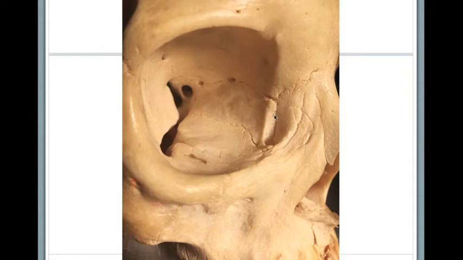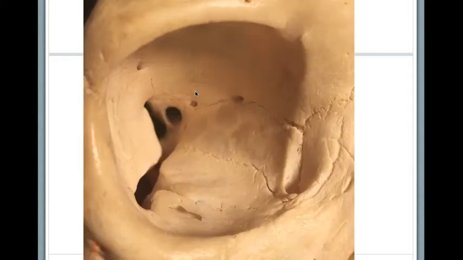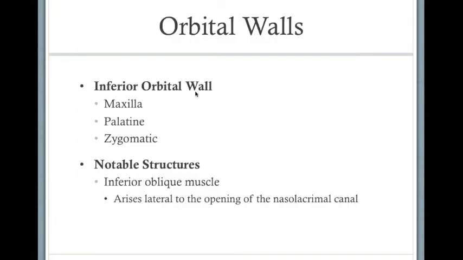The notable structures, the lacrimal fossa is right over here, and the ethmoid, or part of the ethmoid, is called the lamina papyracea, and that would be right around here. This is just a zoomed in view.